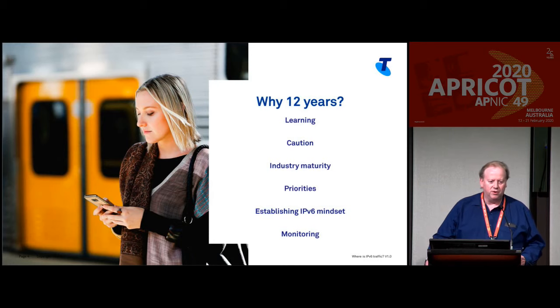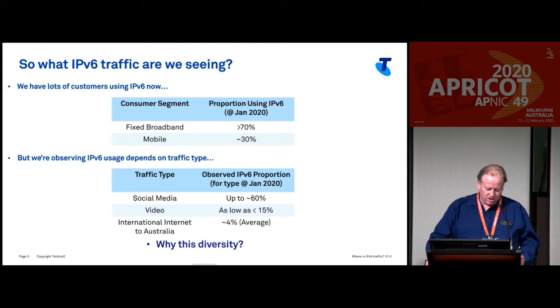And you know, the fact is we've got a very broad consumer base, especially in fixed. We've got a good proportion of our mobile groups now using V6 as well. So what does this mean in terms of the IPv6 traffic that we're seeing? You'd think that with all those customers out there, we'd see a lot of IPv6 traffic. So, you know, we're now safely above 70% fixed broadband, and that's our total broadband of both NBN and ADSL. If you just looked at NBN, it would be a lot higher. Mobile, when we're talking about consumer mobile, we're around the 30% mark at the moment, and growing day by day.